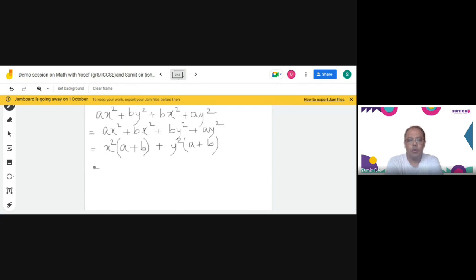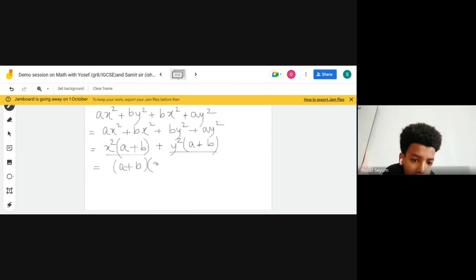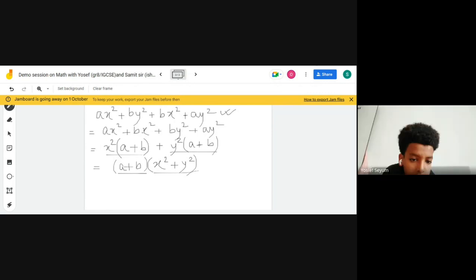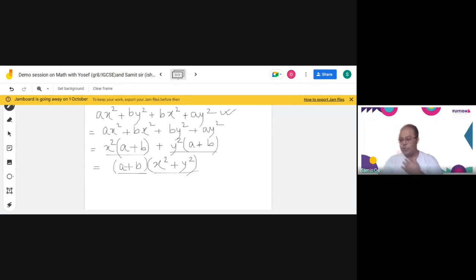So now what is common between these two expressions? A plus b. And what are we left with? Bracket x square plus y square. So we are left with x square plus y square, which we have written. And these two are the factors of this particular expression. Is it absolutely clear? Great. So this process is called factorization by grouping.